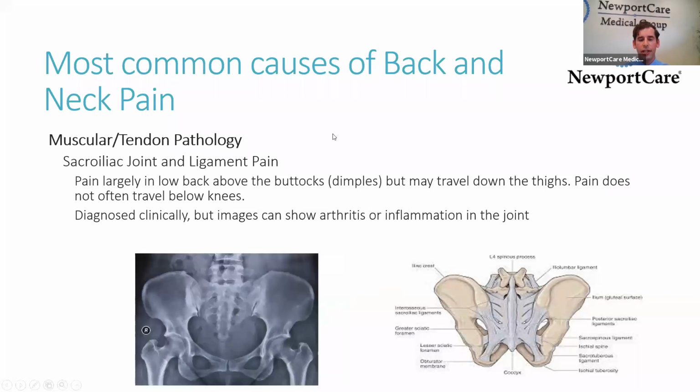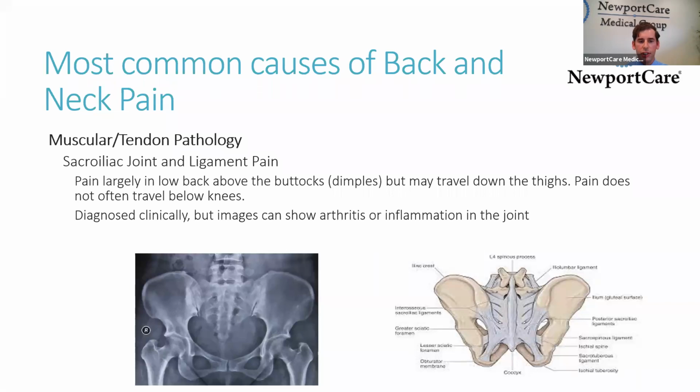Pain from the SI joint and ligaments is largely low back and can typically be very tender above the buttocks region, in the dimples that many people have at that location. And as opposed to sprains and strains, pain in the SI region may actually radiate and travel down into the thighs. However, it doesn't typically go below the knees.